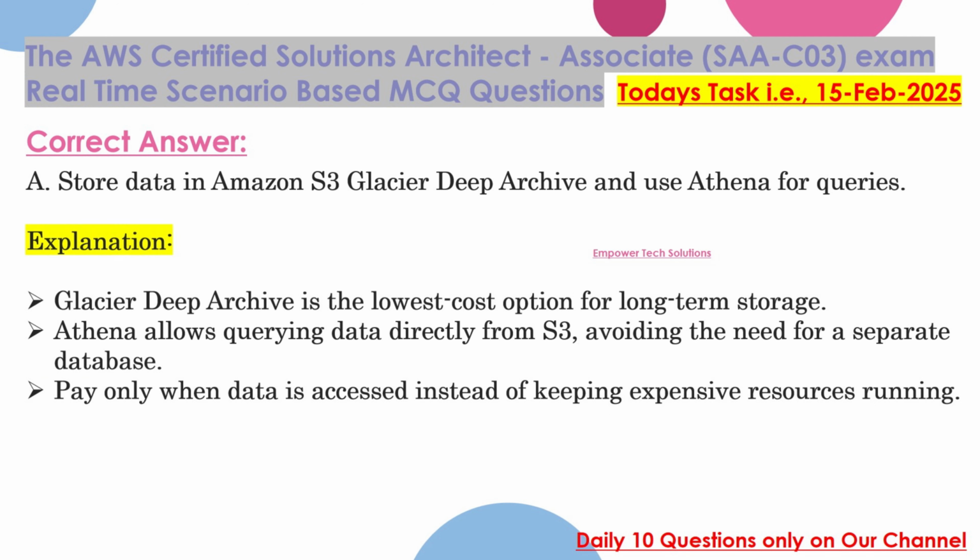Correct answer: A. Store data in Amazon S3 Glacier Deep Archive and use Athena for queries. Explanation: Glacier Deep Archive is the lowest cost option for long-term storage. Athena allows querying data directly from S3, avoiding the need for a separate database. Pay only when data is accessed instead of keeping expensive resources running.